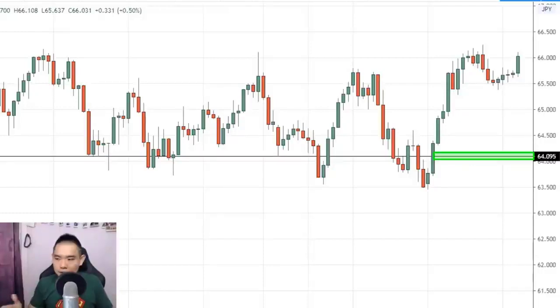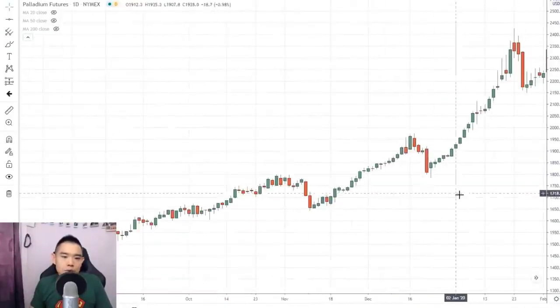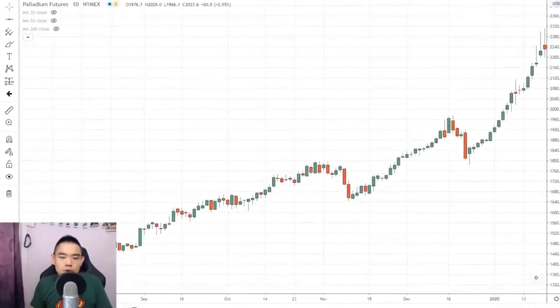Make sense? Okay, great. Moving on, what about Palladium? Palladium, daily time frame. So if you look at this one over here, let's say you happen to buy the breakout of this high. Hypothetically, the market is in an uptrend, so let's buy. So you bought the breakout and you want to capture a trend. So what can you do?